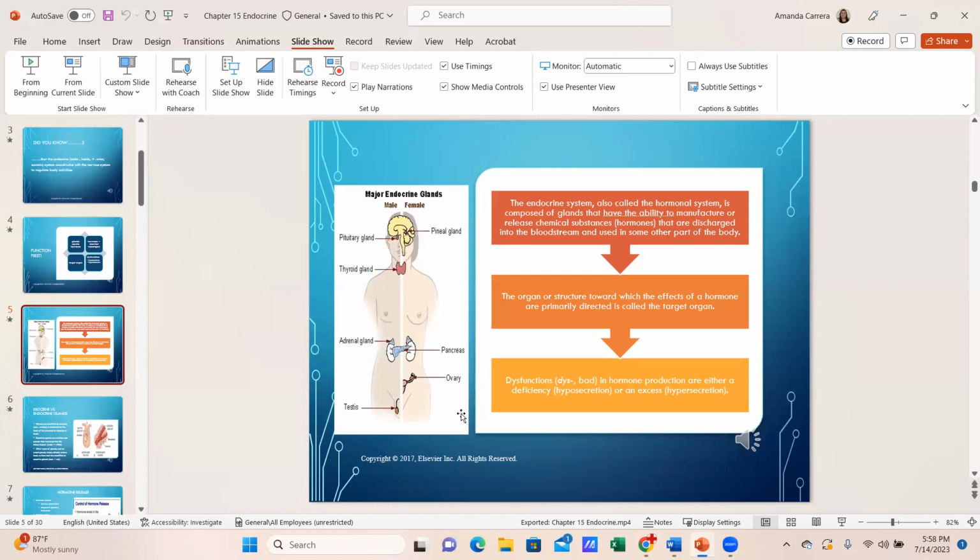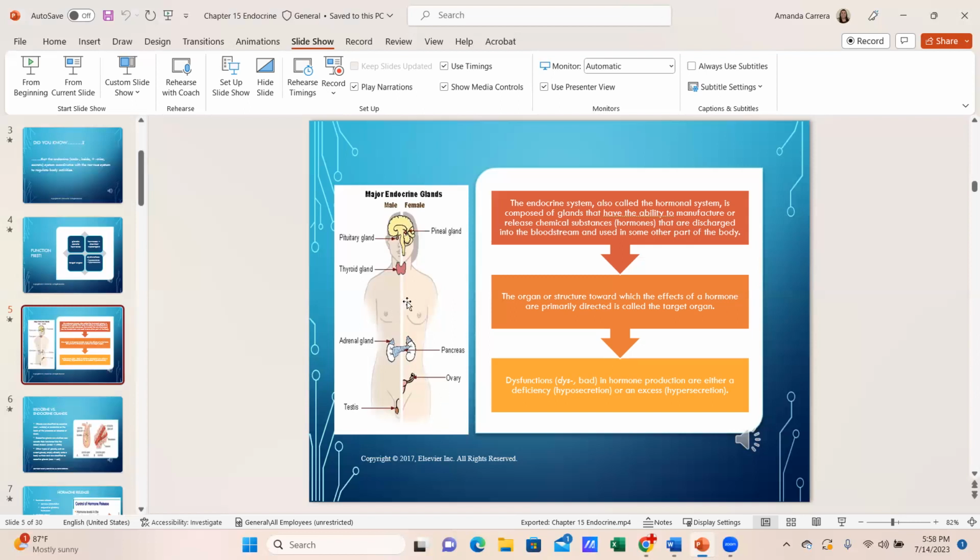Okay. Target tissues, hypothalamus lets us know, hey, it's getting dark outside. That's the sensory area there. Your eyes sense the darkness. Goes to the pineal gland, secretes the melatonin, regulates our sleep-wake cycle.